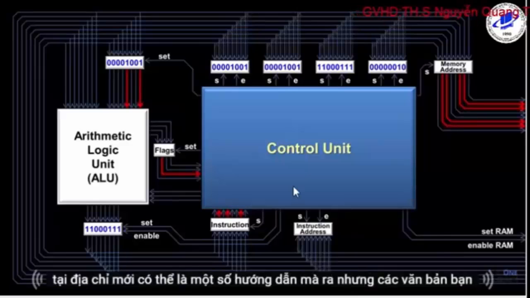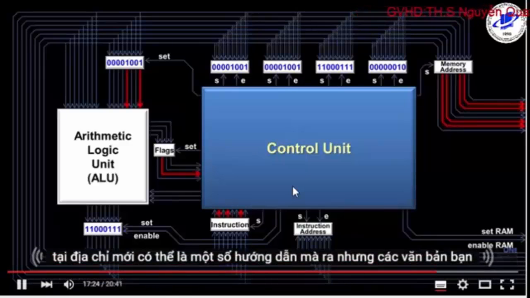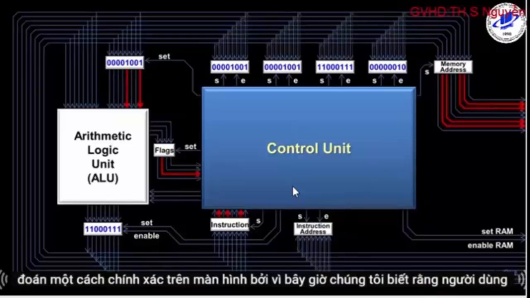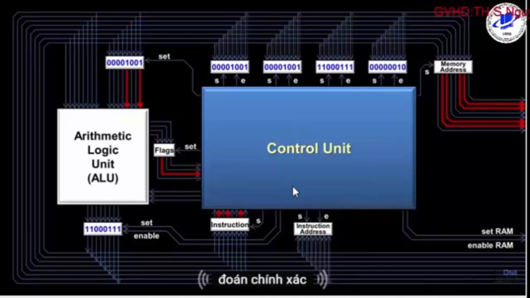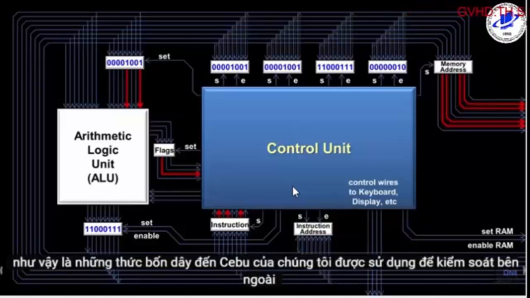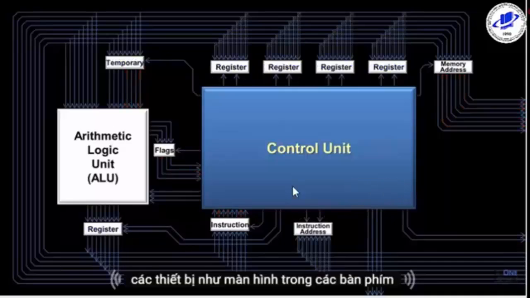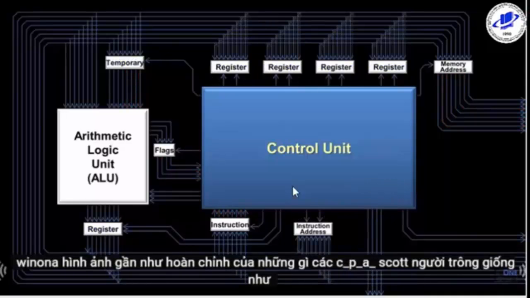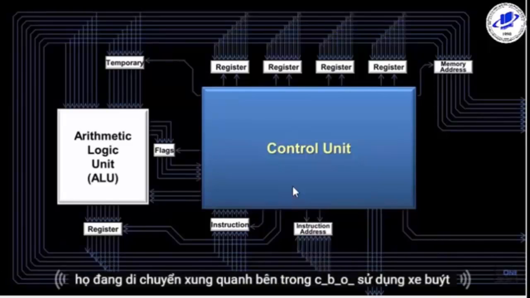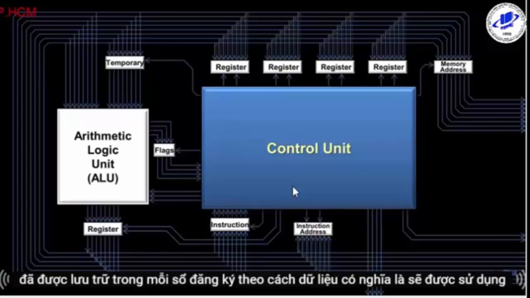At that new address may be some instructions that output the text "you guessed correctly" onto the screen, because now we know that the user guessed correctly. So we'll add the final 4 wires to our CPU, which are used to control the external devices like the monitor and the keyboard. We now have a nearly complete picture of what the Scott CPU looks like. Data moves around inside the CPU using the bus and is stored in each register according to how that data is going to be used.